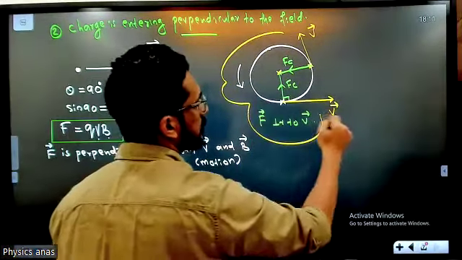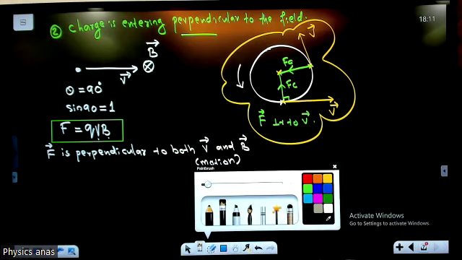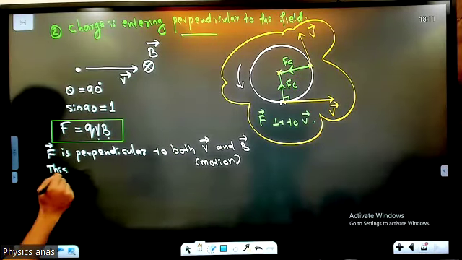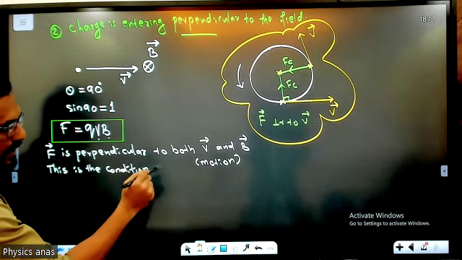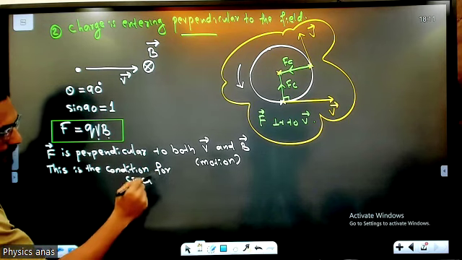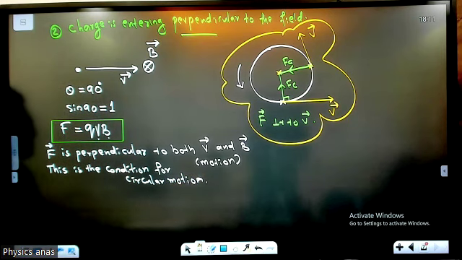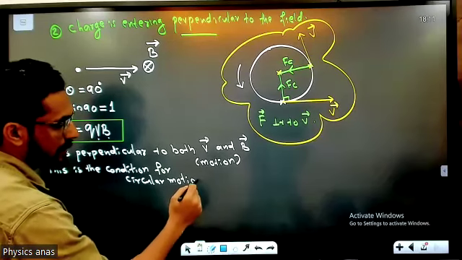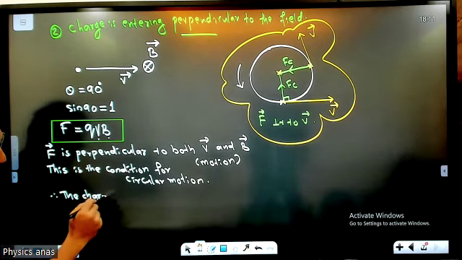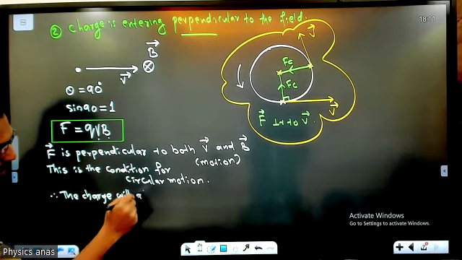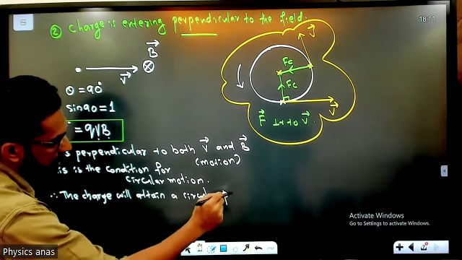That is the condition for circular motion. So you can use that idea here. This is the condition for circular motion. So the charge will attain a circular path.